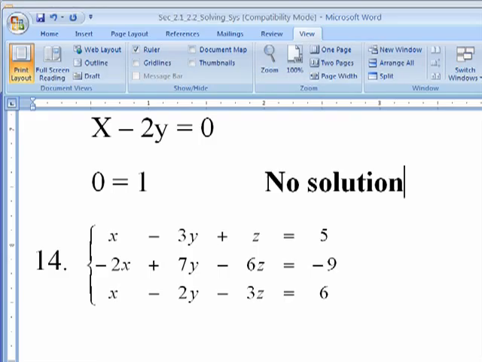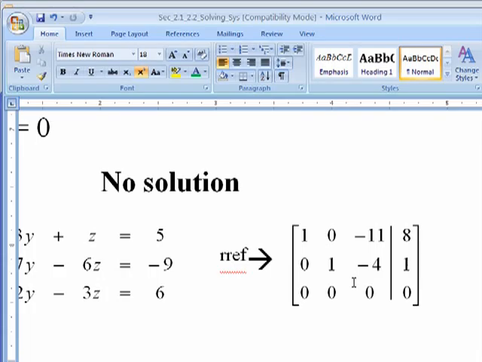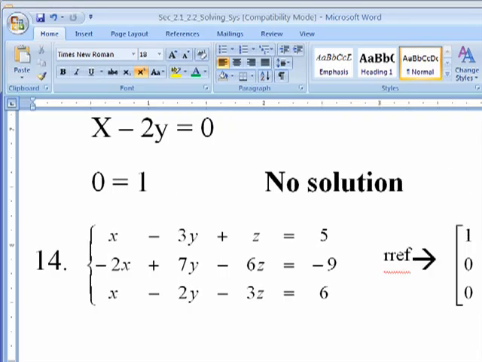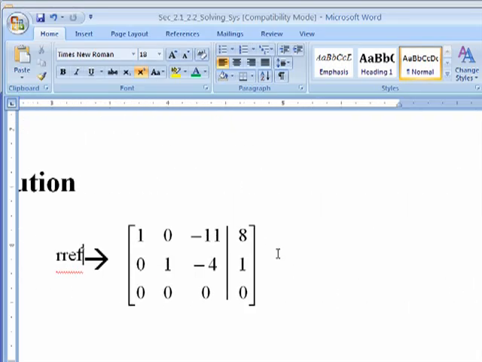So now I want to do the same sort of thing for number 14. The first thing I want to do is put the corresponding augmented matrix into my calculator and get the RREF. So I'm going to do that and then come back. Okay, so when I entered the augmented matrix for this system and got the reduced row echelon form, this is the matrix that I got back from my calculator.